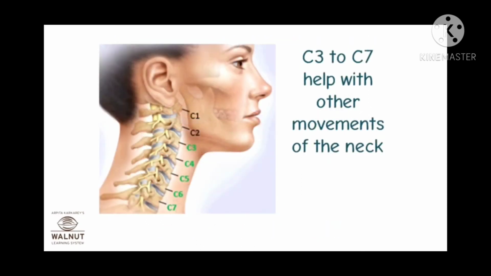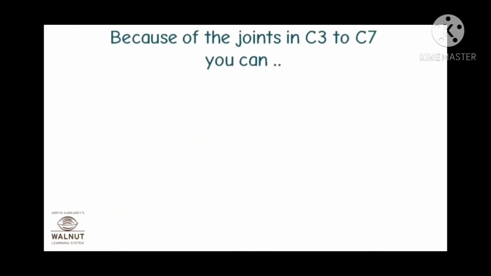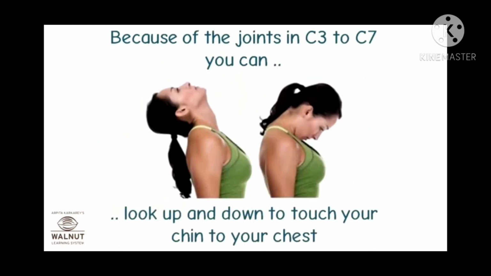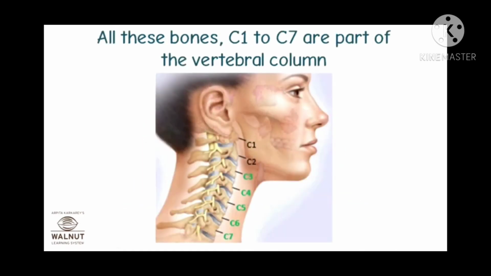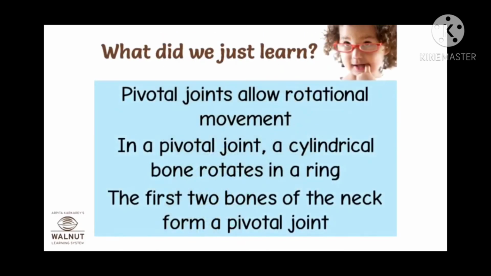What about the other movements of the neck? This is done through the C3 to C7 bones, which help other movements of the neck. Because of these C3 to C7 bones, you can look up and down or you can touch your ear to your shoulders on each side of the neck. Okay, this is how our neck bones are helping us to make some movements for ourselves.